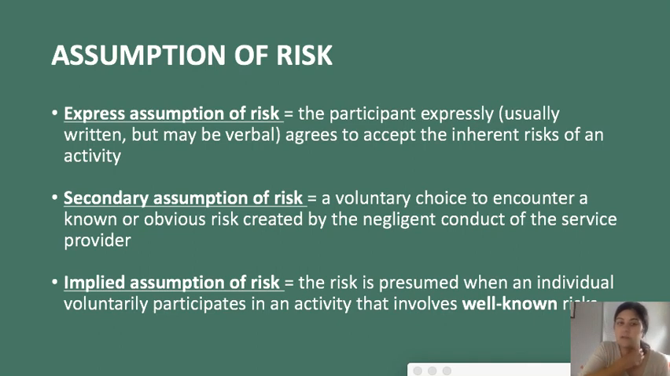These other two are a little bit harder to prove if you're the defendant. So secondary assumption of risk is basically when a plaintiff voluntarily chooses to encounter some kind of risk, and there is some level of negligence on behalf of the service provider, but basically the plaintiff knew that and went ahead and took on the risk anyway.